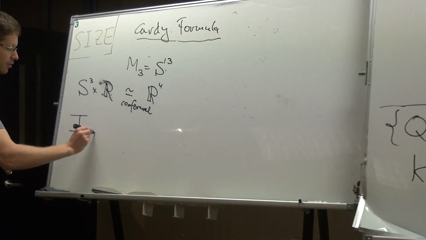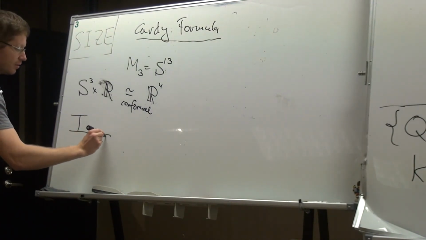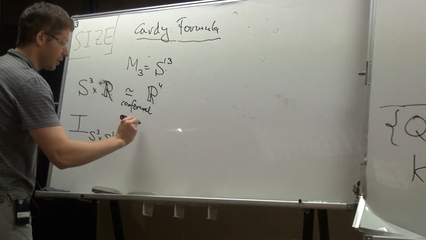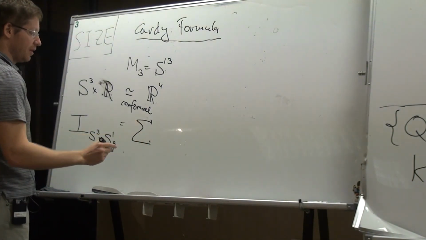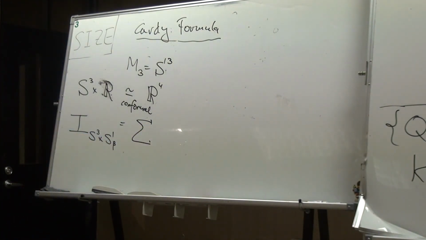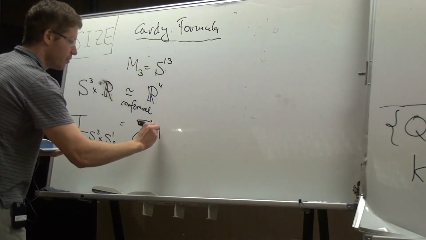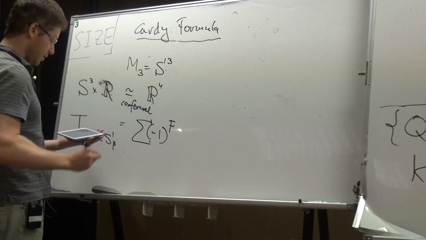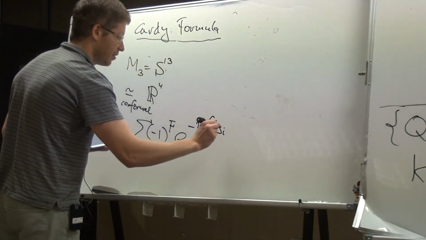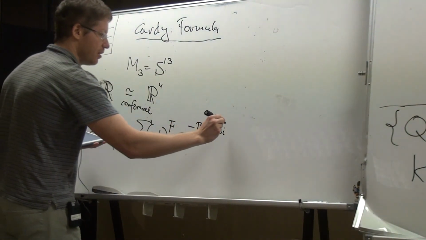So I on S3 times S1 beta has a geometric interpretation as just the partition function on S3 times S1, but it also has a combinatorial interpretation in terms of the sum over local operators in R4. So it's the sum of all the operators in R4 with (-1)^F, and then e to the minus beta times their scaling dimension, and their R charge.